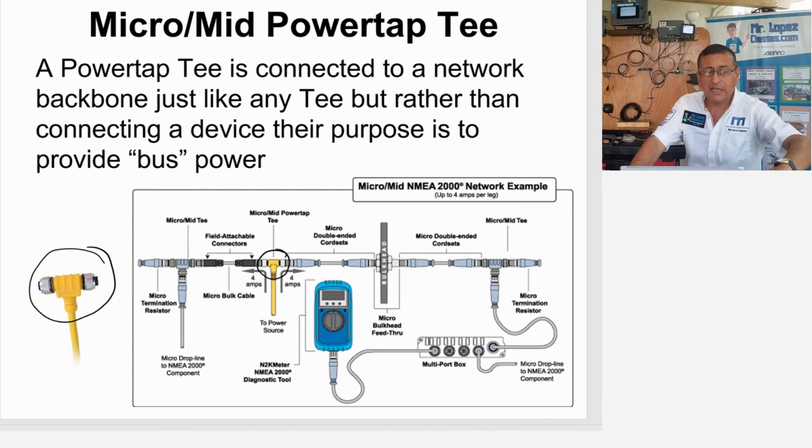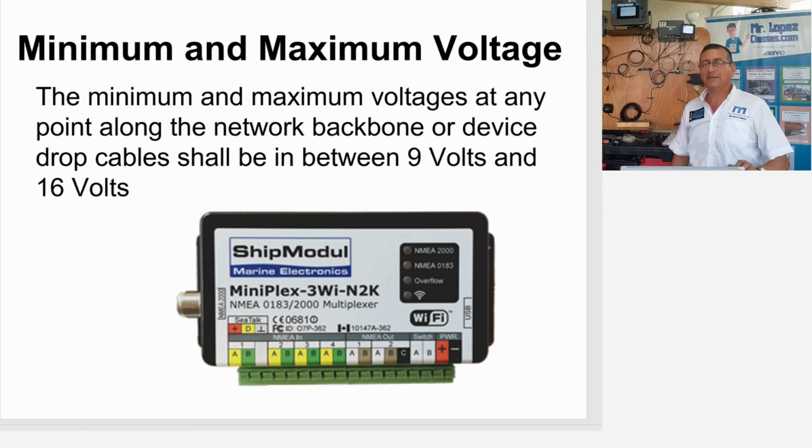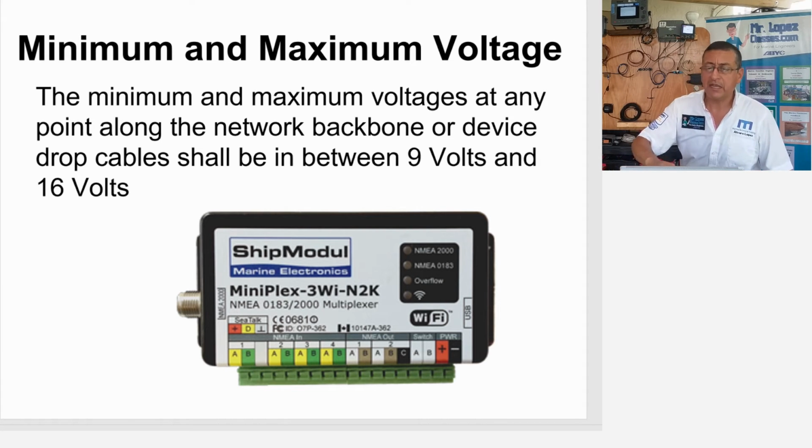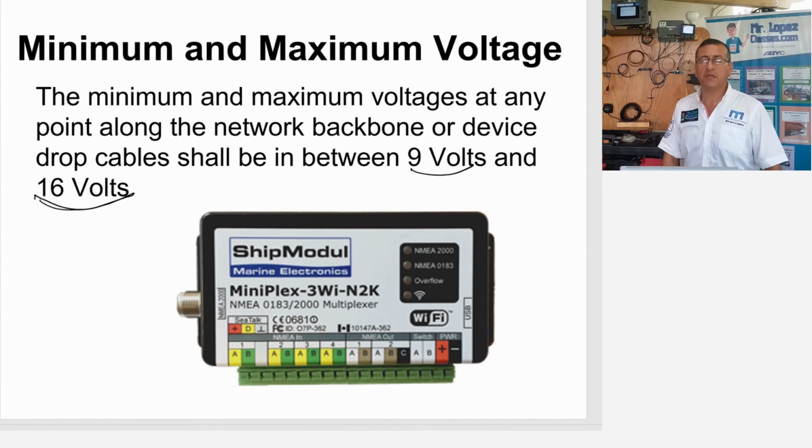All right, look, this is the voltage supply, minimum and maximum voltage. Pay attention. If the backbone is for about 12 volts, the voltage in the backbone should be minimum 9 volts and maximum 16 volts. If the system is for 24 volts, the minimum should be 20 and the maximum 28. This is the most common for 12 volts.